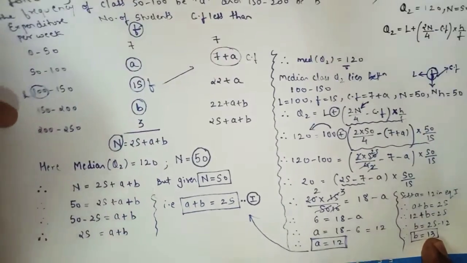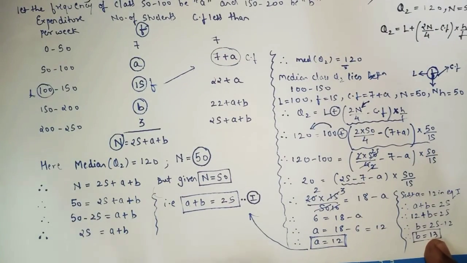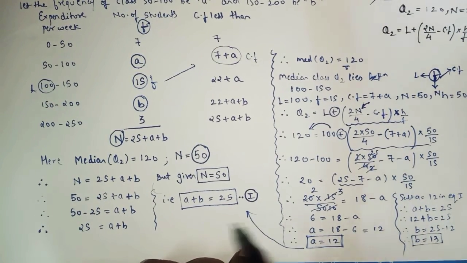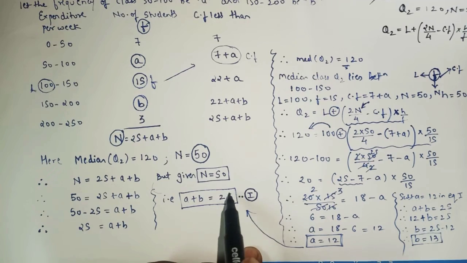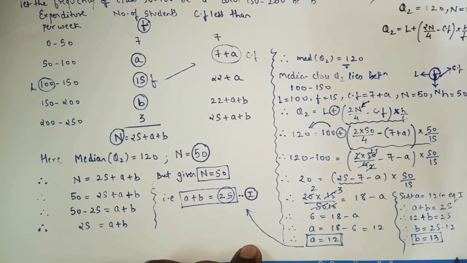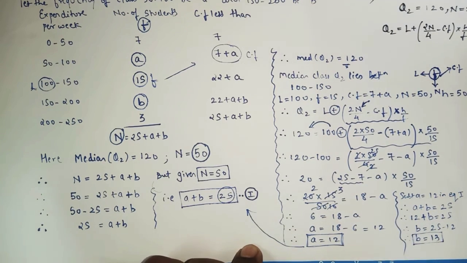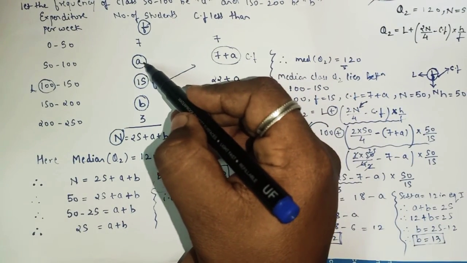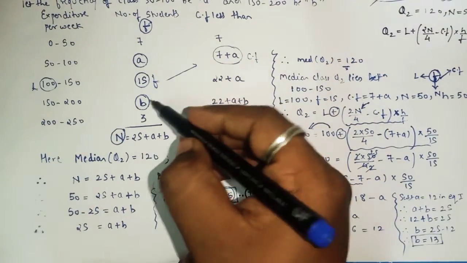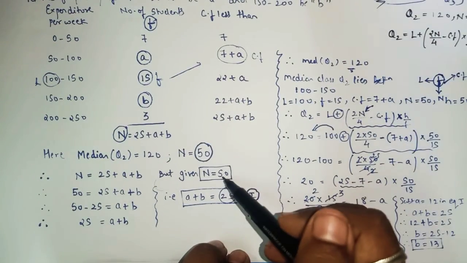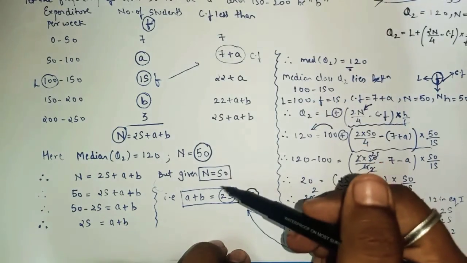We can check in this sum also whether the answer is right or wrong. Simply take the values of a and b, substitute here and check whether you are getting the right hand side or not. The value of a is 12 and the value of b is 13. So 12 plus 13 is 25. Or else the second method is to replace the value of a here by 12 and b by 13, add up and see. You must get the total frequency as 50.